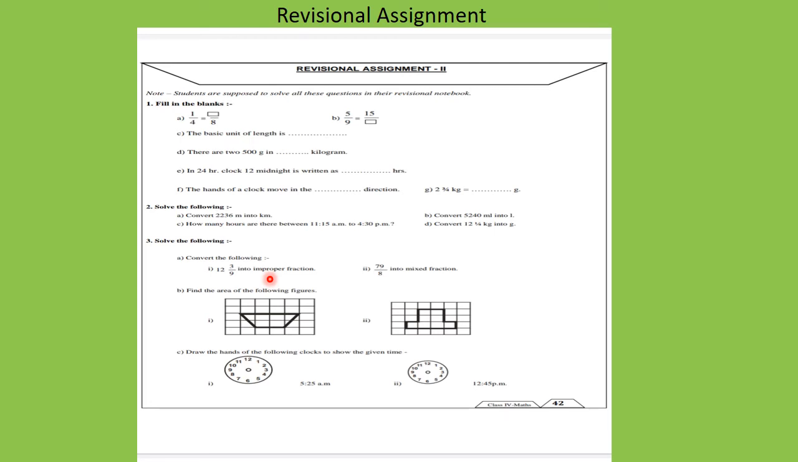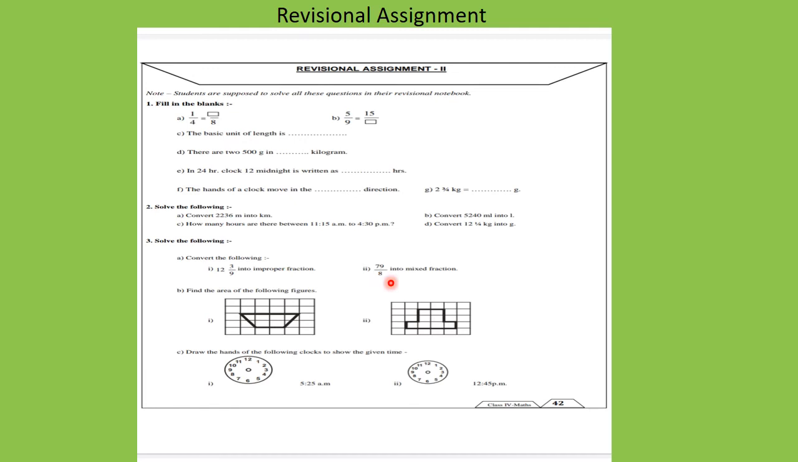So here you just have to multiply the denominator with the whole number, which is 12. So 12 nines are, I think, 108. Then the product which you get after multiplying the denominator and the whole number, you will have to add to the numerator, which is 3, and you will get the improper fraction there.